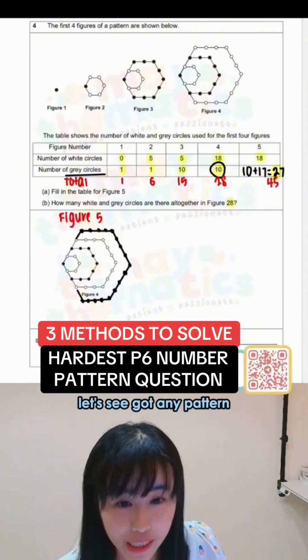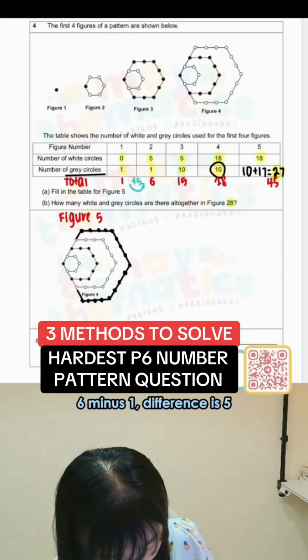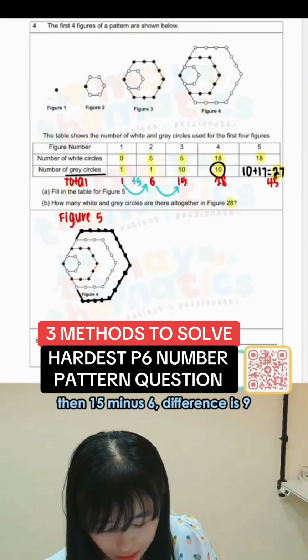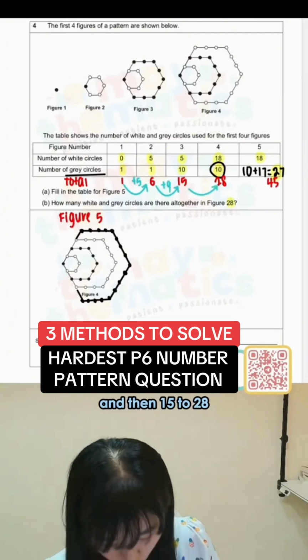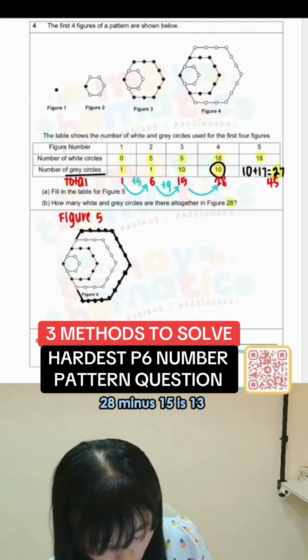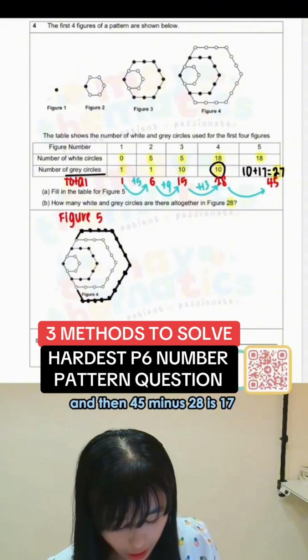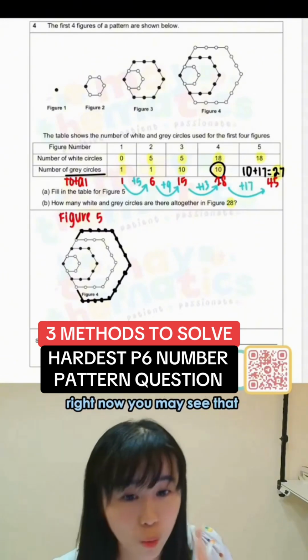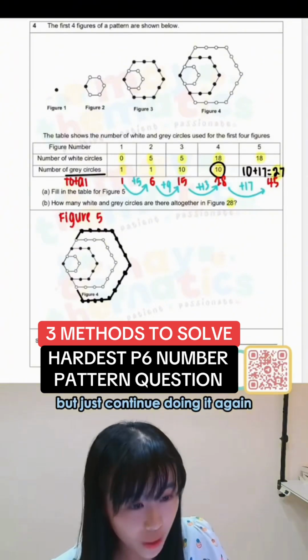Let's see got any pattern, okay? Let's see the difference. 6 minus 1 difference is a 5. Then 15 minus 6 difference is a 9. And then 15 to 28, 28 minus 15 is a 13. And then 45 minus 28 is a 17. Okay, right now you may see that there is no pattern, but just continue doing it again.